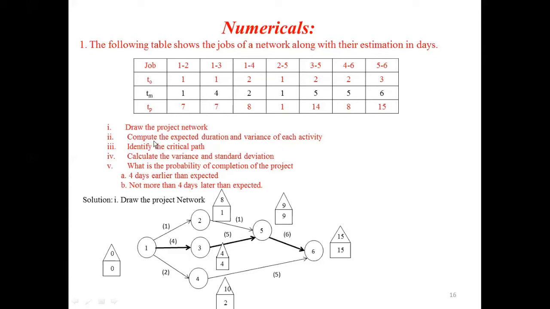Then next you need to compute the expected duration. To compute expected duration, you need to identify the critical path. In this network diagram, if you look at it, we have 3 paths. The first one is 1, 2, 5, 6. Second path, 1, 3, 5, 6. And third path, 1, 4, 6. These three paths: this is path 1, this is path 2, and this is path 3.